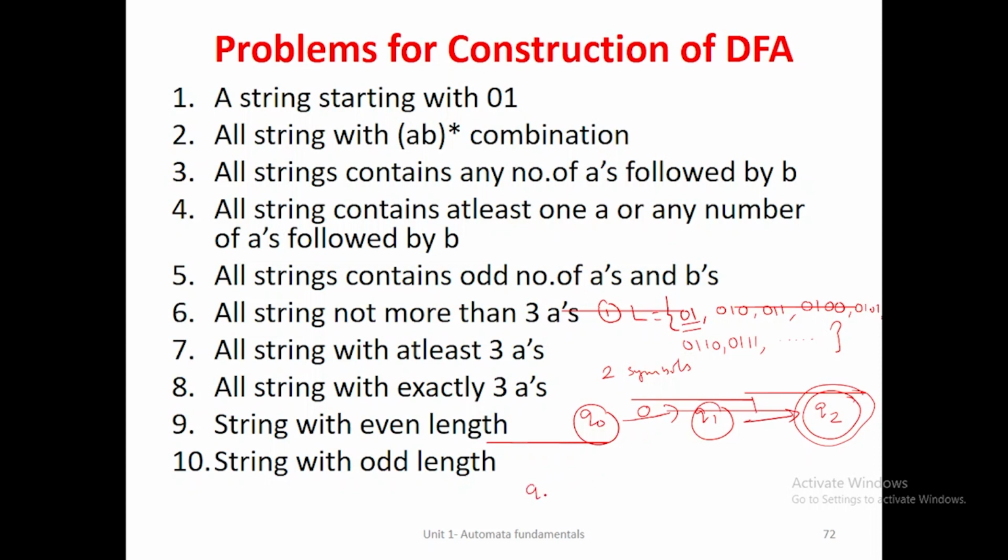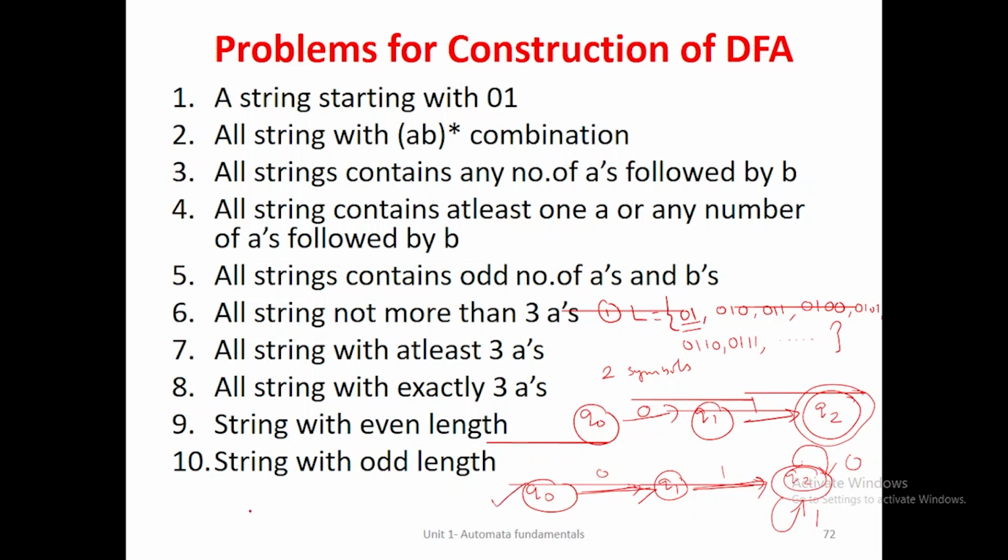I clearly note the first one: from Q0, if you give 0, it goes to this side. So this is 01. Now 010: the 0 already goes to the Q1 state, 1 means it goes to the final state, and the next 0 means it should stay on the final state. For 011, first 0, second 1, and the remaining 1 should stay on the final state. For all other strings, the same diagram will be implemented.